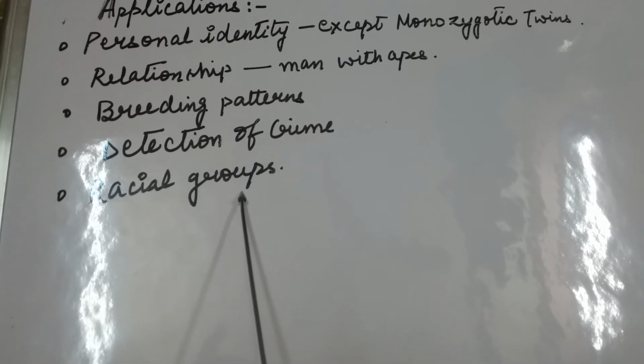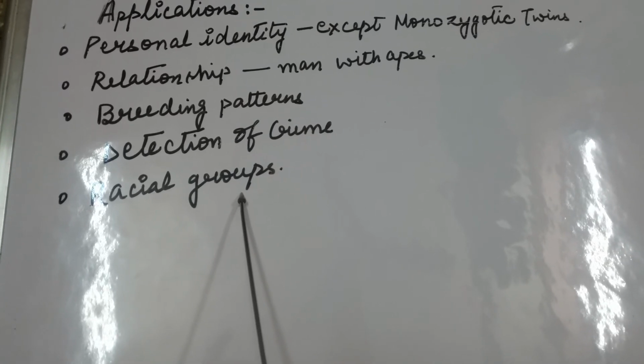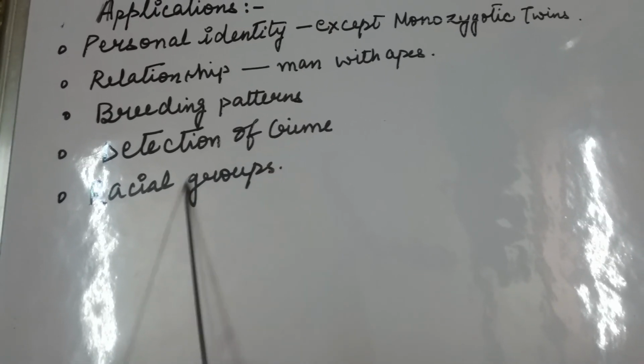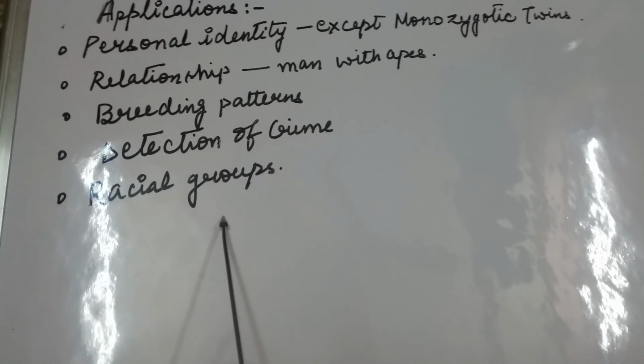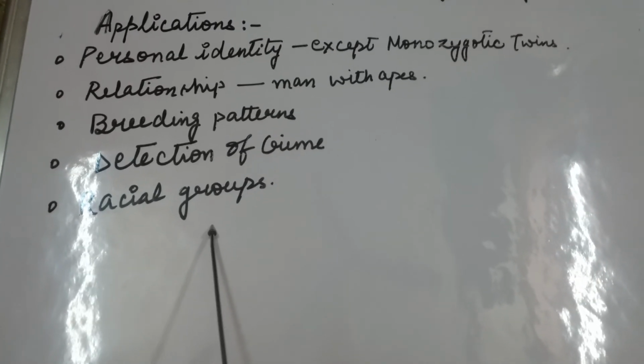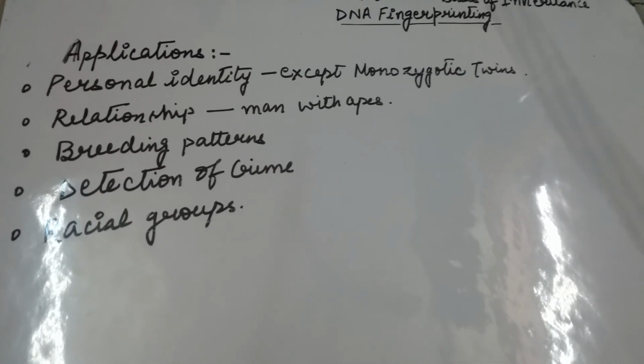DNA fingerprinting can also be used to identify racial groups, the origin of these groups, historical migrations, and the invasions done by these racial groups. So racial groups can also be identified using DNA fingerprinting.